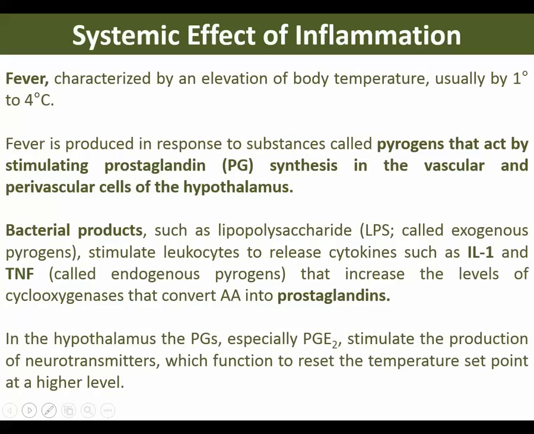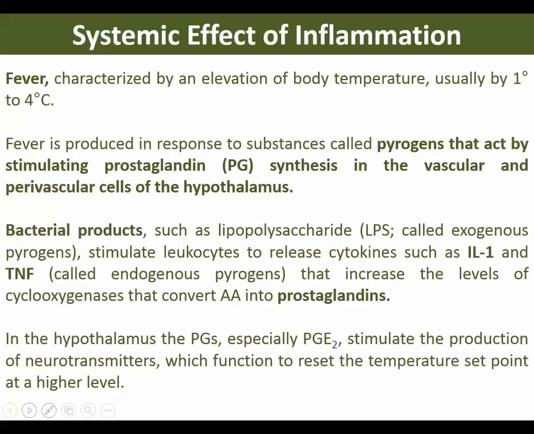So, systemic effects of inflammation. First is fever. When an infection comes, inflammation gets activated, and immediately the person gets fever. Why does the fever come? Now we all become masters in that. Because of an increase in prostaglandin. Why does the prostaglandin increase?